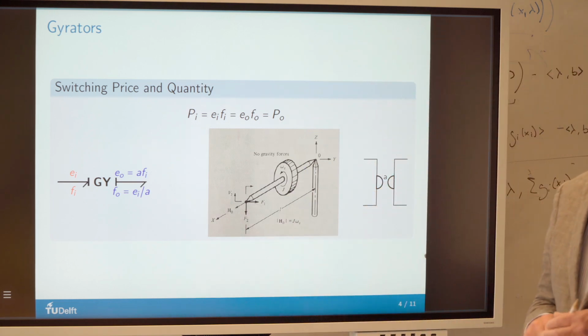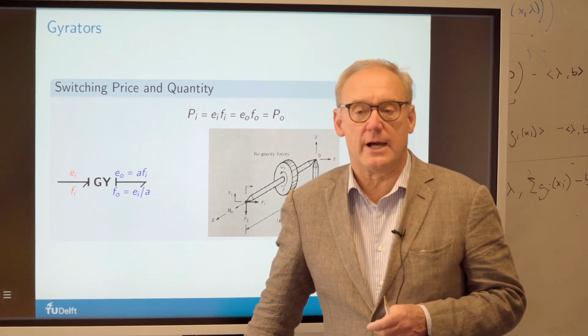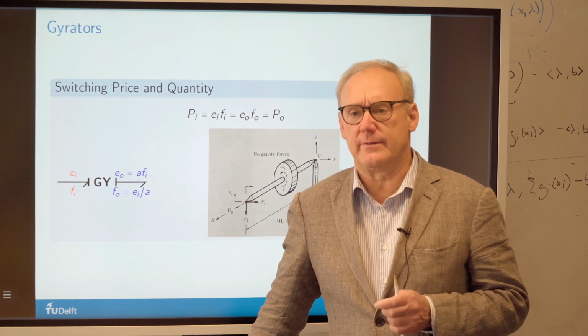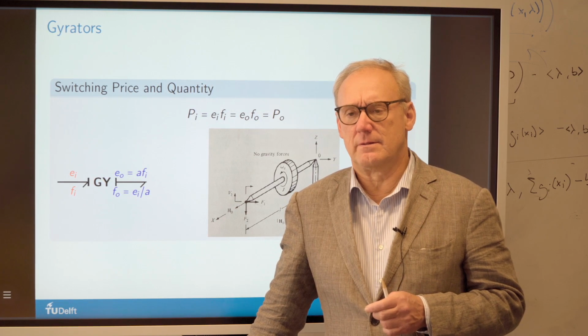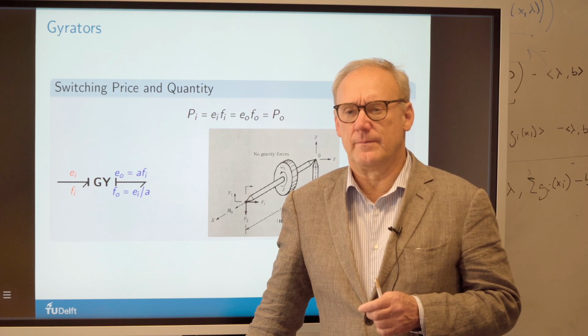Nevertheless, in most electronic circuitry, people avoid using the gyrator. They don't exist. They're very lossy compared to transformers, if you want to make one. The ideal gyrator doesn't really exist.